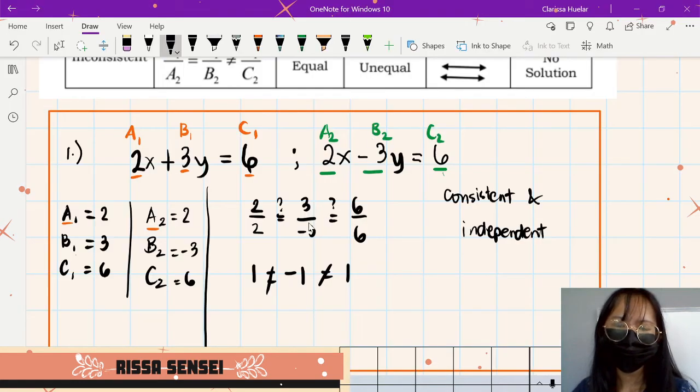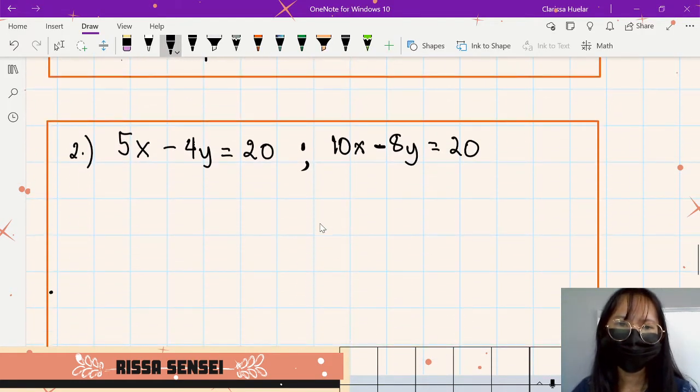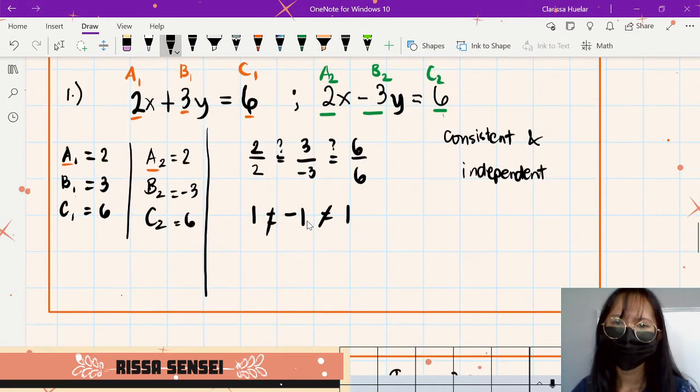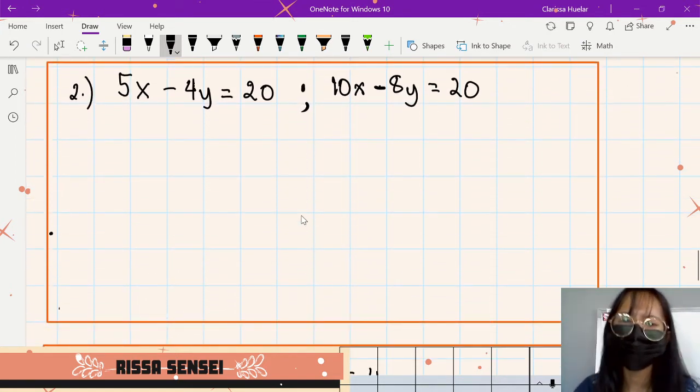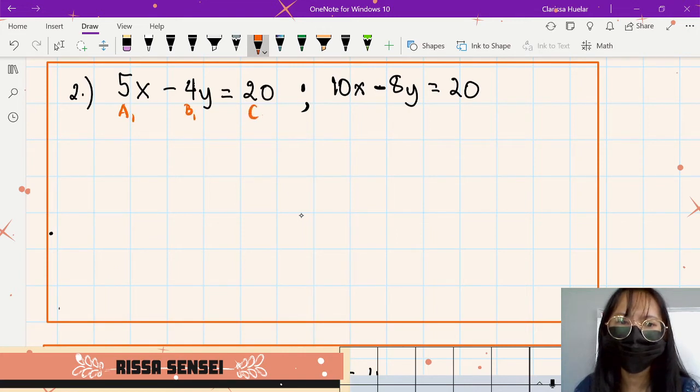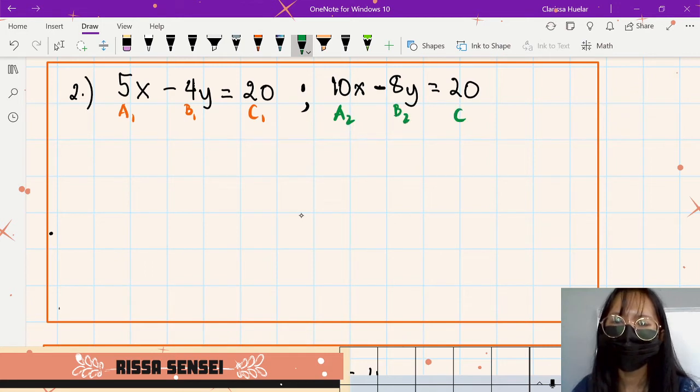Okay? Next, number 2. Lagyan natin system. And number 2, 5x minus 4y equals 20, 10x minus 8y equals 20. So, identify ulit natin. This is a sub 1, b sub 1, c sub 1. And this is a sub 2, b sub 2, and c sub 2. Ito lang yan 5, negative 4, 20. Tapos isa, 10, negative 8, 20.